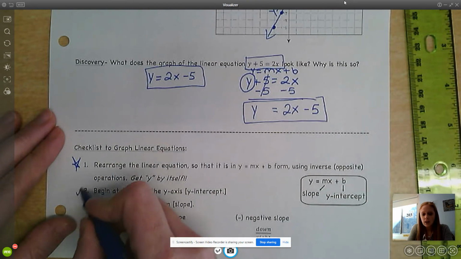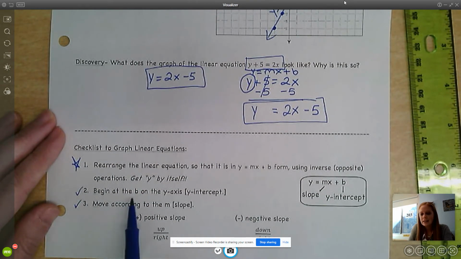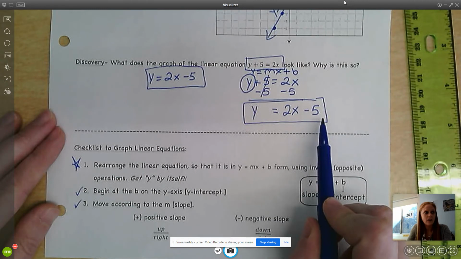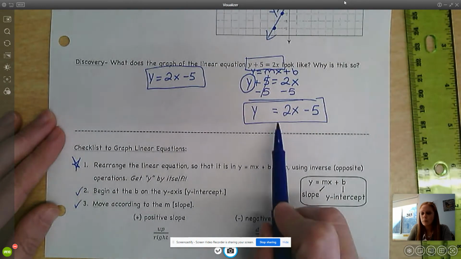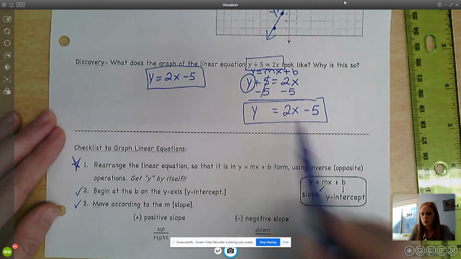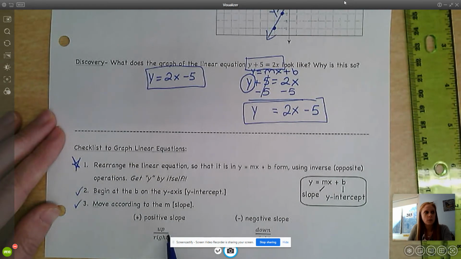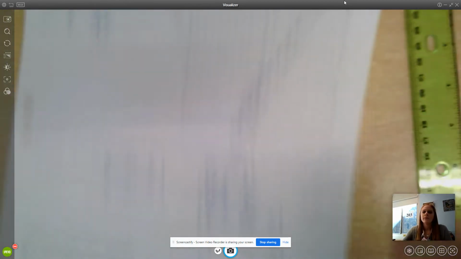Then these are steps that we have done in the past. You begin at the b, so you begin at the negative 5 in this example, and then you move based on the m, which was up 2, right 1. If it's a positive slope, you're going up and to the right. If it's a negative slope, you're going down and to the right.